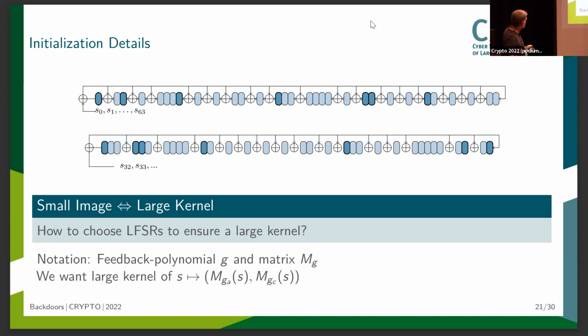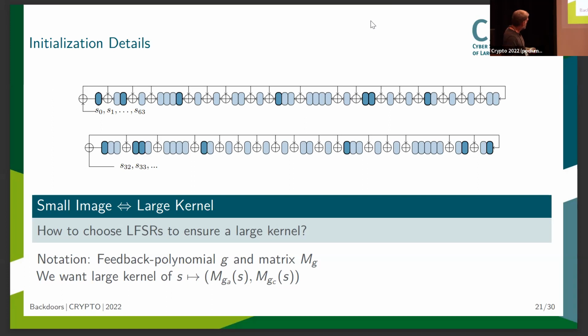And so what you want is that the image of this linear mapping from the 64-bit key to these two states is small, so you want a large kernel. You want many keys to be mapped to 0 in both LFSRs: 0 state here and 0 state here. Okay, and just to have some notation, you will have this feedback, or the characteristic polynomials, of this LFSR.